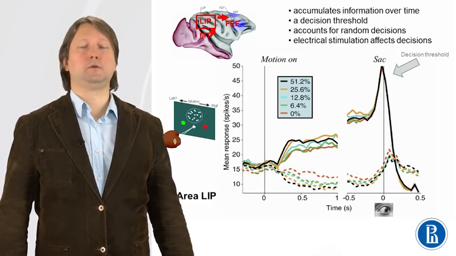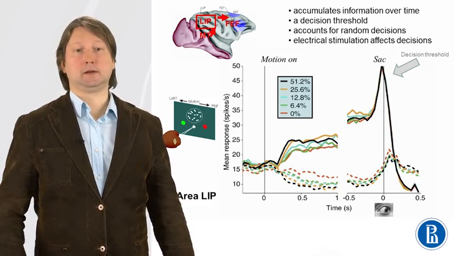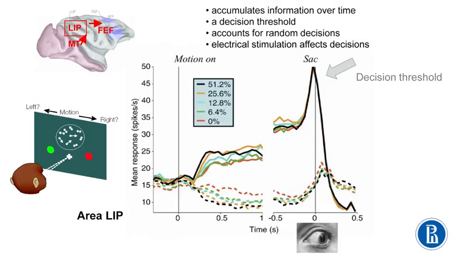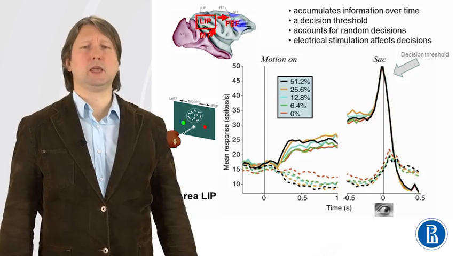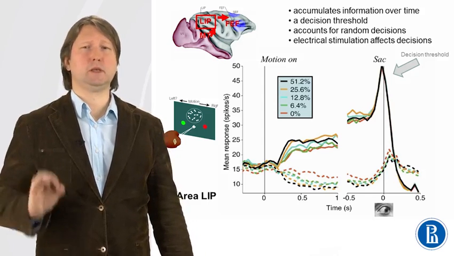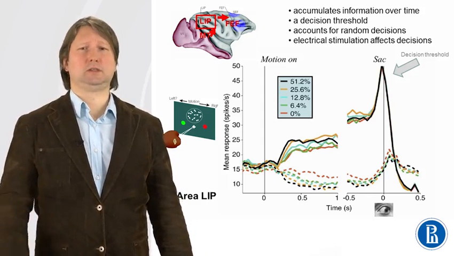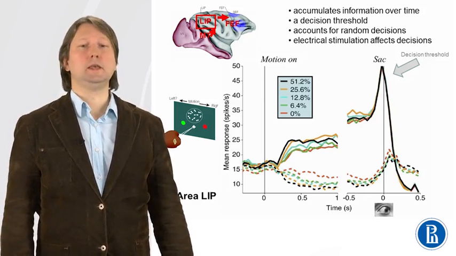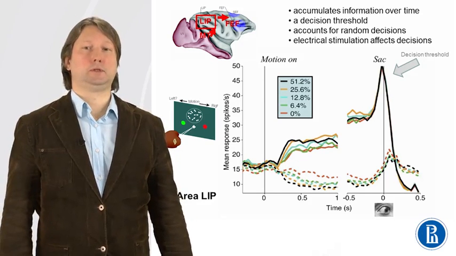Red curves indicate the activity of the neuron in the most difficult condition, when all dots are moving in random directions. In this case, the animal has to switch gaze randomly. Even in this situation, this neuron very slowly accumulates information and reaches the decision-making threshold. Interestingly, we can even electrically stimulate this neuron and change the decision of the monkey. So we see here a fundamental process of decision-making.